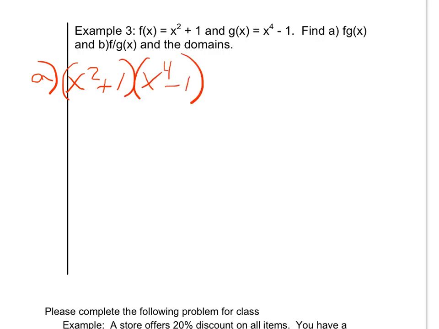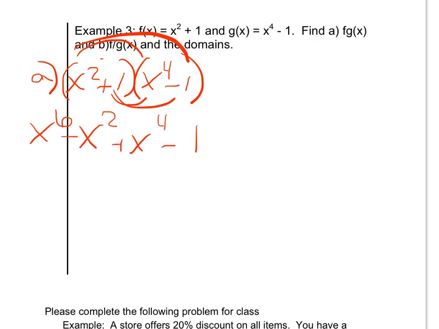From here, since it's multiplication, I can go ahead and FOIL or distribute, and I get x squared times x to the 4th is x to the 6th. Remember, I add my exponents. Minus x squared plus x to the 4th minus 1. There's nothing that I can combine. Again, when I state my domain, I do not have a denominator, so I'm all real numbers.